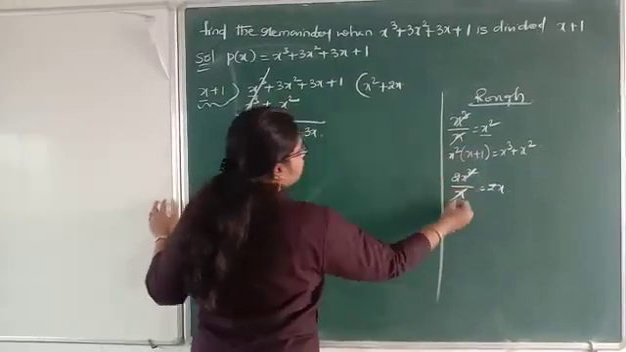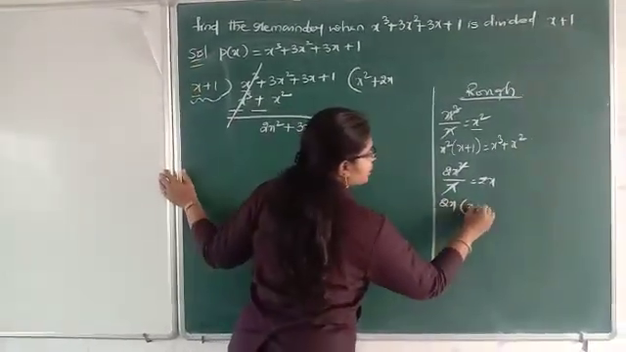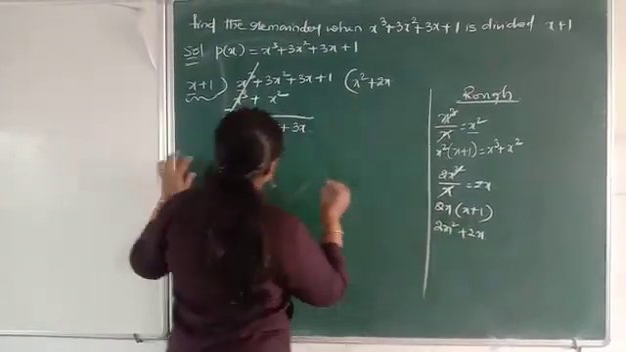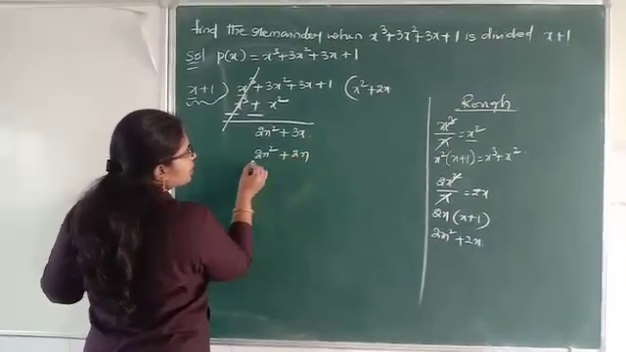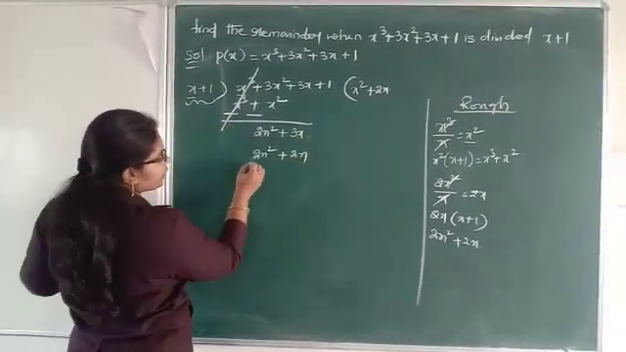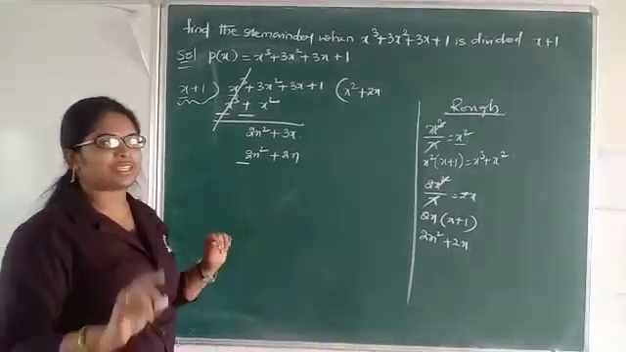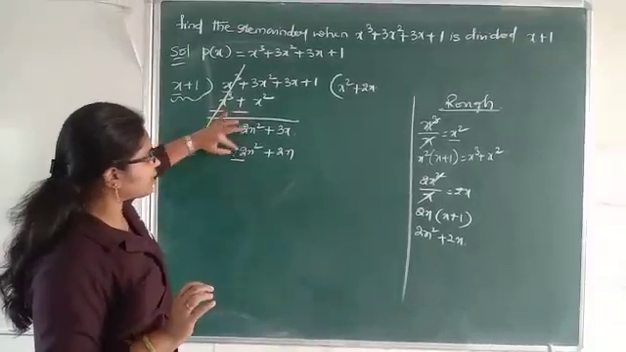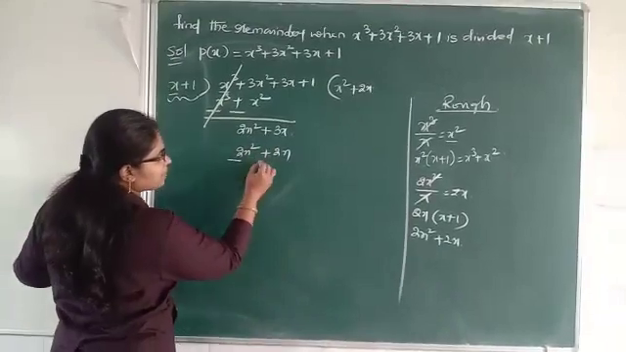So right now again 2x multiply with this full equation. X plus 1. That is 2x square plus 2x. Now write 2x square plus 2x, children. Here plus sign is there, that means if plus sign is there we put minus. Minus sign is there means plus, children. You should remember these things, children. If your plus sign is there, you should keep minus. Minus is there means plus. Here plus is there, minus.